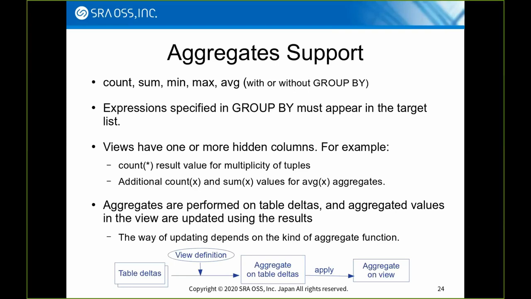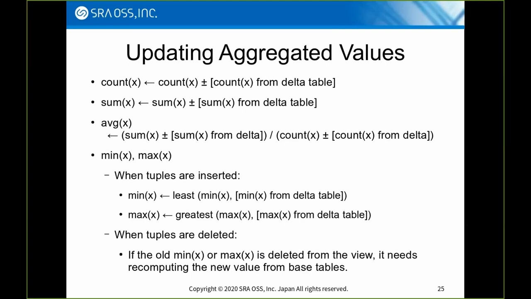Aggregates are performed on table deltas, table changes, and the aggregate values in the view are updated using this result. The way of updating the view depends on the kind of aggregate function. Here are examples of updating aggregated values. We can update count or sum value by simply applying the result calculated from delta tables. Average can be updated using sum and count values stored as hidden columns.